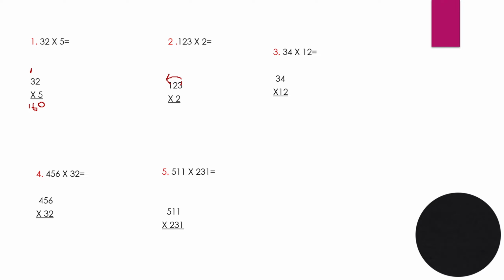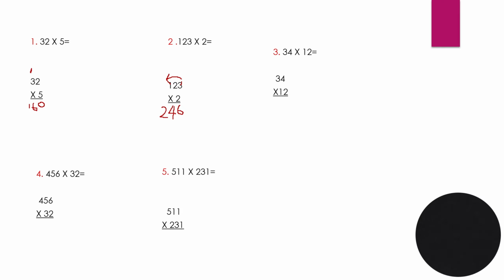Now we're going to multiply using a three digit number, right? So let's start. 2 3s are 6, write the 6 below, and 2 2s are 4, right? 2 1s are 2. So here the answer is 246.